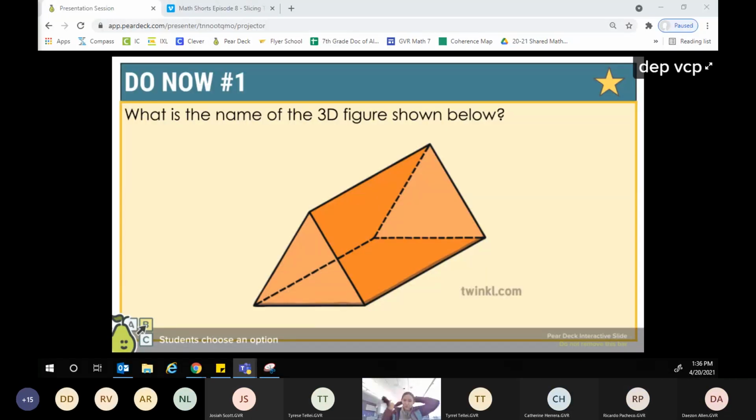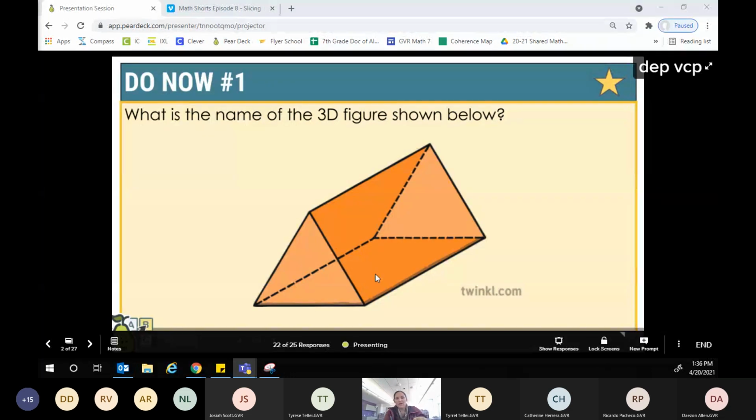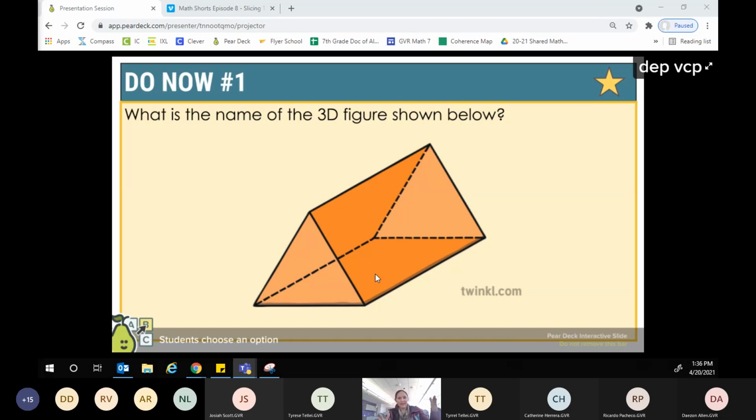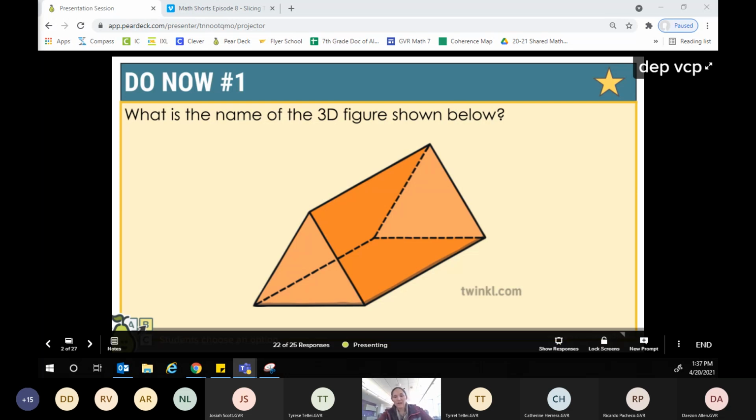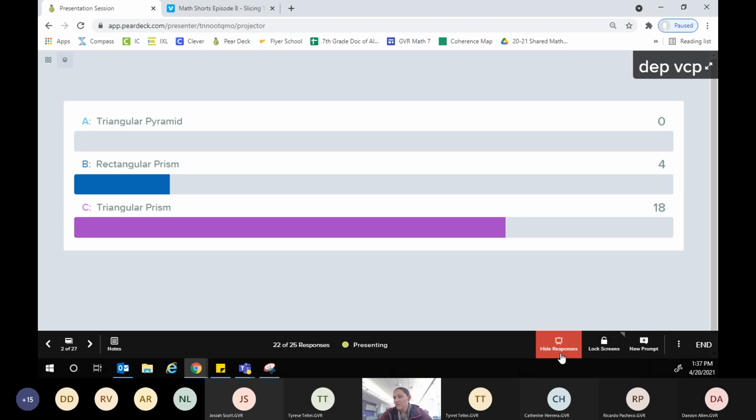So remember, the key point about a prism is that it has two bases that match. So yes, this is sitting on a rectangle, but this is just an example where the prism is laying down. Do you see how there's a triangle over here and a triangle over here? That's actually your base. So if your base is a triangle, this one should be triangular prism. So option C on this one.